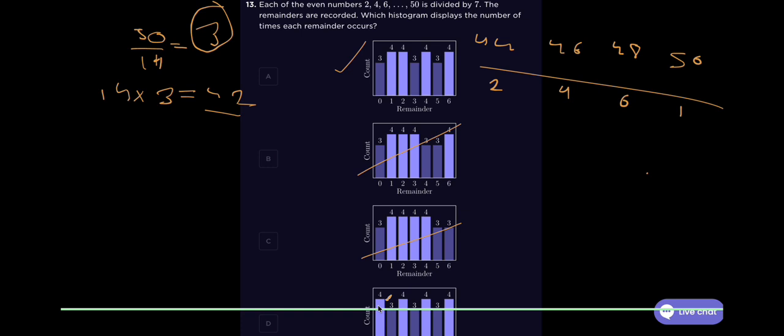I can see that 0 occurs 4 times over here, while I do not see 0 here, meaning the 0 must also occur thrice. That leaves me with my answer, which must be A. Goodbye.